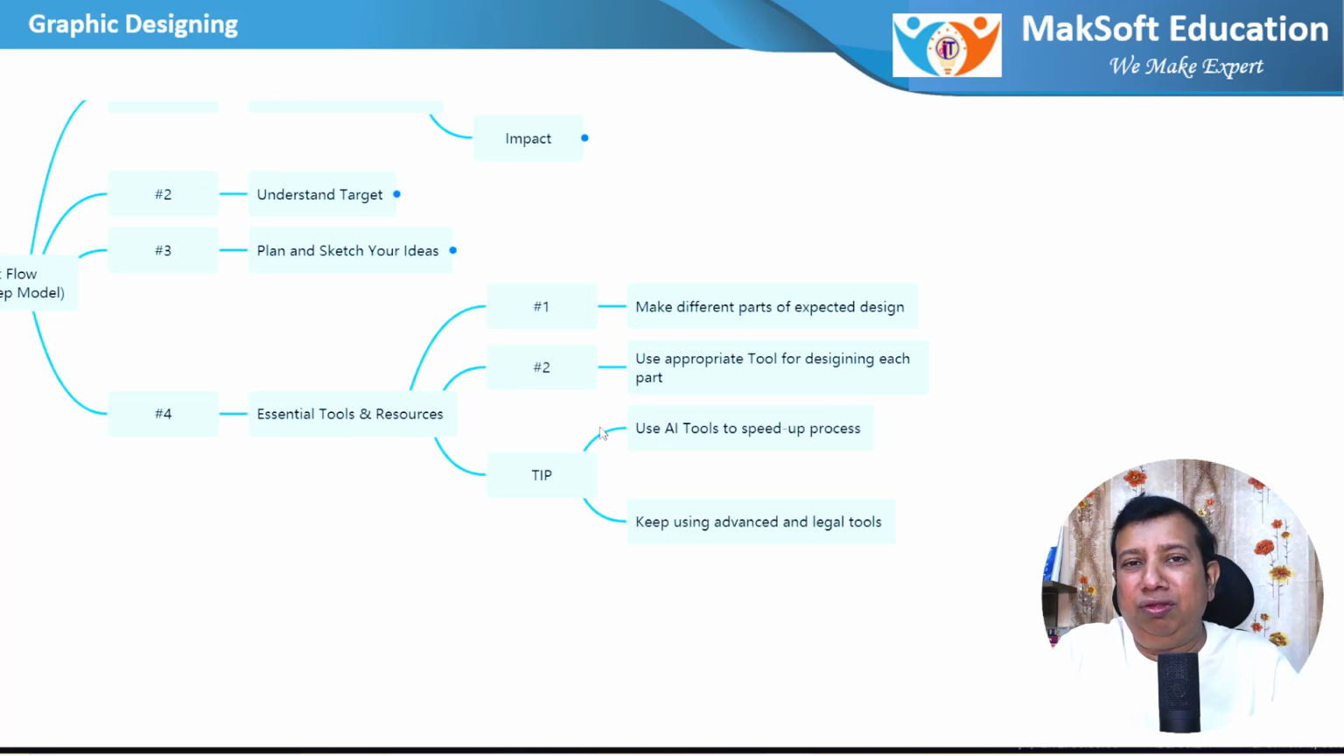Even you can use ChatGPT, you can give a proper prompt and you can generate an image, and that 16:9 image can be used as a background of your thumbnail. Your background will be ready within a fraction of a minute. So to speed up your development process, you need to use AI tools.